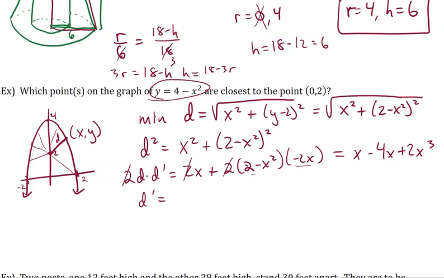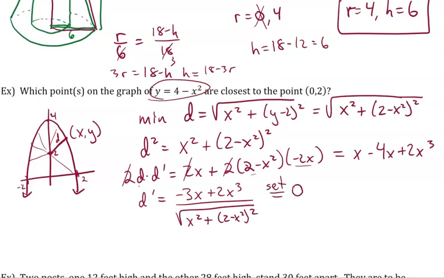Nope, actually, let's combine that. Negative 3x plus 2x cubed all over d, the original function d, which I'm going to go ahead and plug back in. So the square root of x squared plus (2 minus x squared) squared. Okay, there's my derivative, and it's not going to be quite as gross as it seems.